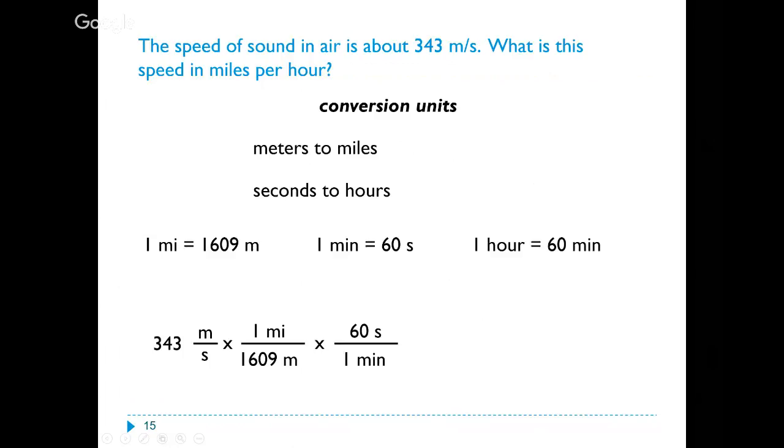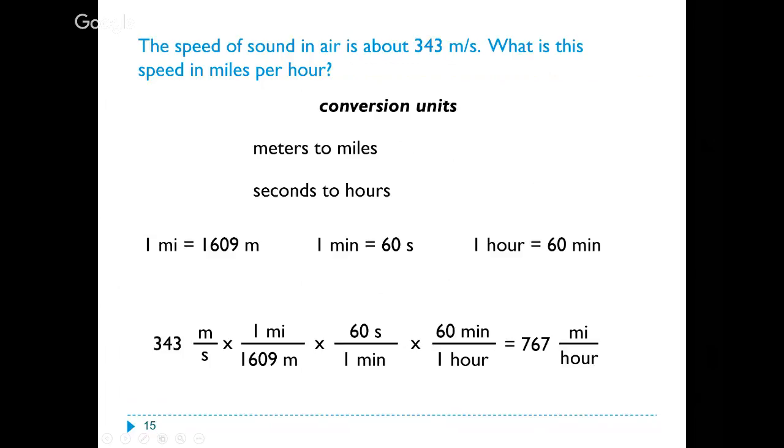So to cancel out my seconds, I'm going to use my conversion factor of seconds to minutes. And then to cancel out my minutes, I'm going to use my conversion factor of minutes to hours. So the math that I'm going to do is I multiply everything together on the top. 343 times 1 times 60 times 60. Calculator gives me a number. I do not round anything. I save it as it is. Divided by, parentheses, 1609 times 1 times 1.